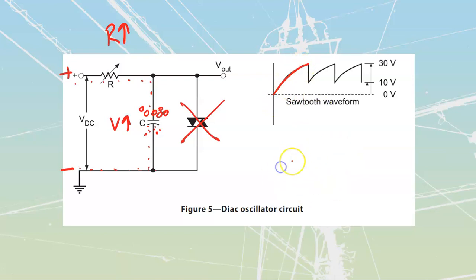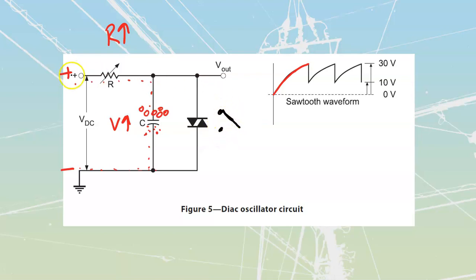And then all of a sudden, something magical happens. The diac over here reaches its forward breakover voltage. And when my diac reaches its forward breakover voltage, it's as if a switch that was open before is now going to close.